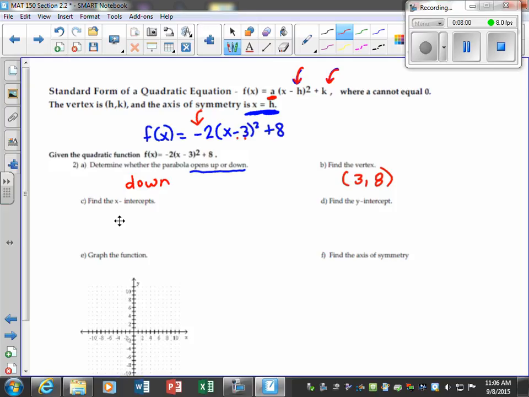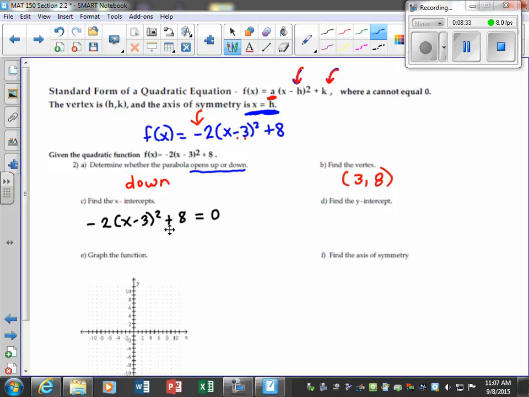How do you find x-intercepts? To find the x-intercepts, you let y equal 0. So basically, our function, f of x, is equal to y, so we let that equal 0. Remember, f of x means the same thing as y, so we let y equal 0. So that's what we did here. I just put the 0 on the other side.